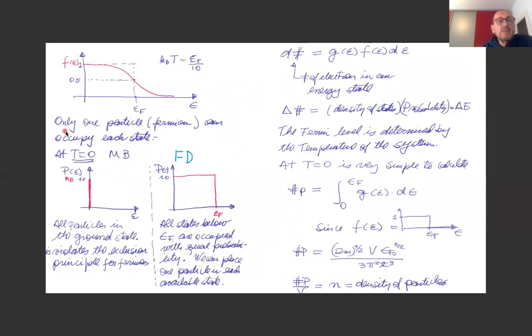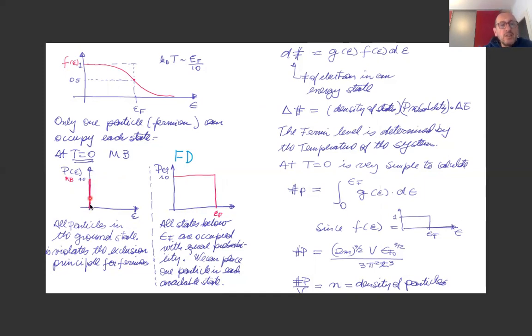And remembering that only one particle, one fermion, can occupy each state, this is the distribution that works out, because it provides an even number of states, giving the same probability to occupy any state below a certain value. But if you do the Maxwell-Boltzmann distribution at T equals 0, meaning zero temperature, this is the Fermi-Dirac distribution for zero temperature. This is the Maxwell-Boltzmann distribution for zero temperature.